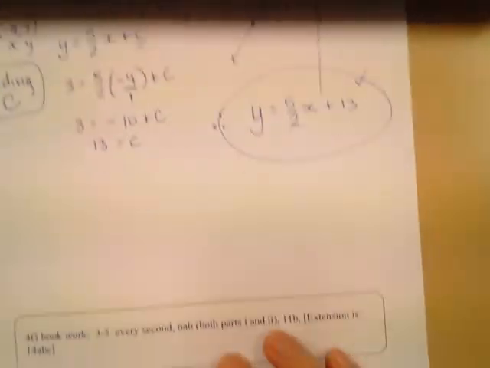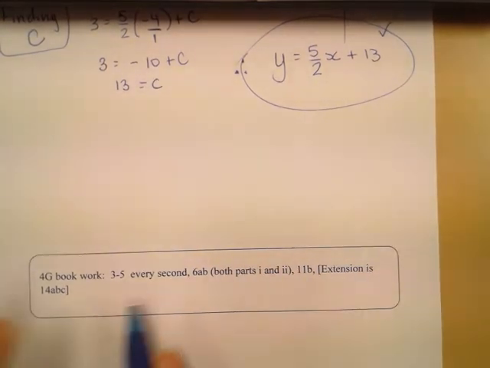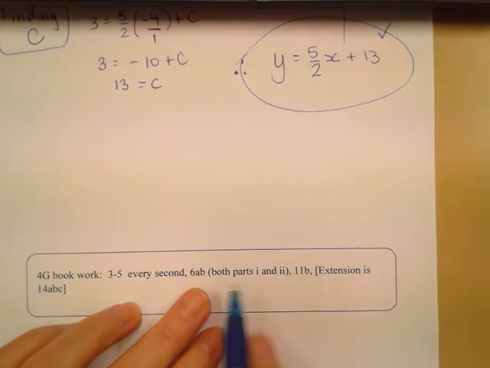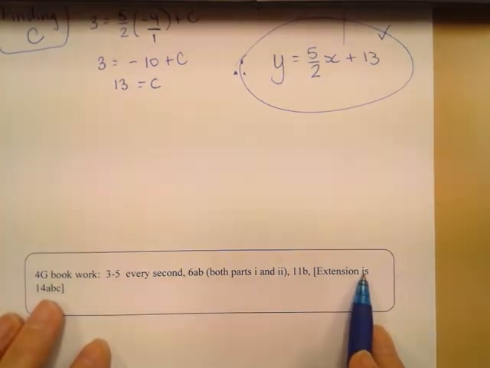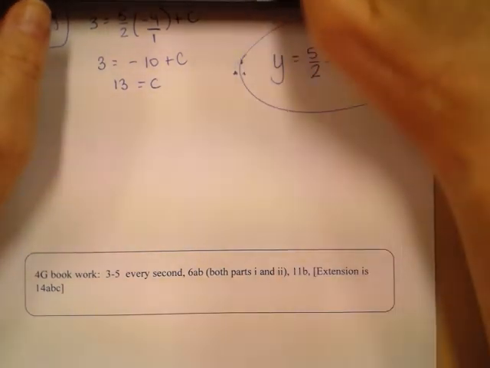All right, now your work is right here from 4G in the book, 3 to 5, so 3, 4, and 5, every second one. 6A and B, there's 2 parts, I and II for each A and B. Then 11B, and then this extension question, 4ABC, is a really, really good one to get you really popped up for your 10. Okay, that's it.